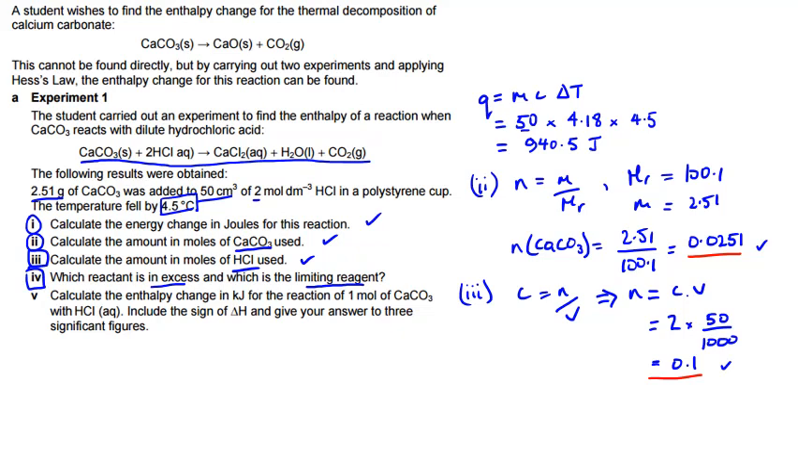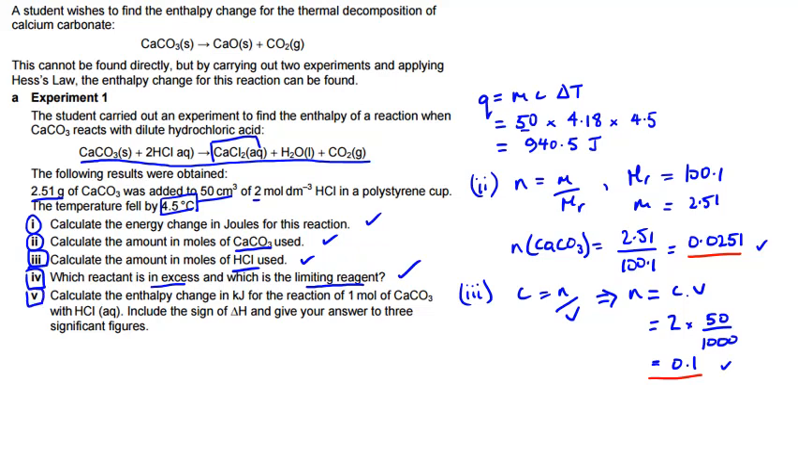So if you've got 0.0251 moles of calcium carbonate, you can't make more than 0.0251 moles of our product, which is calcium chloride. So that is the reagent that limits the amount of product that you can make, and that's why we call it the limiting reagent. So that's that one answered.